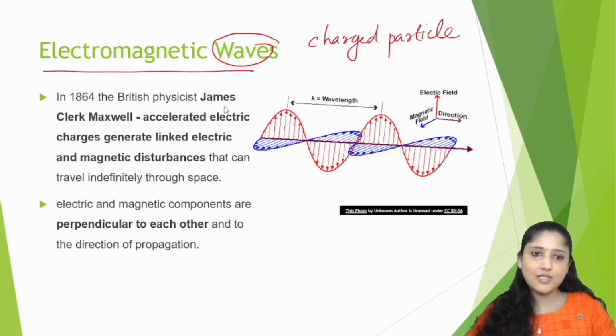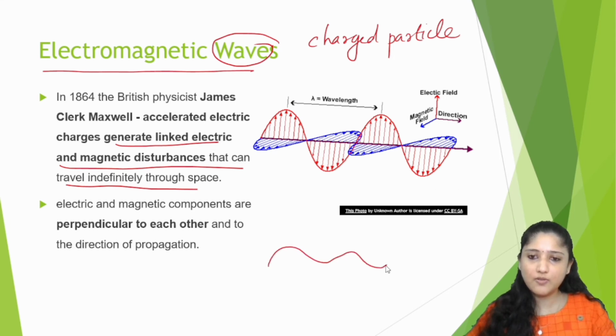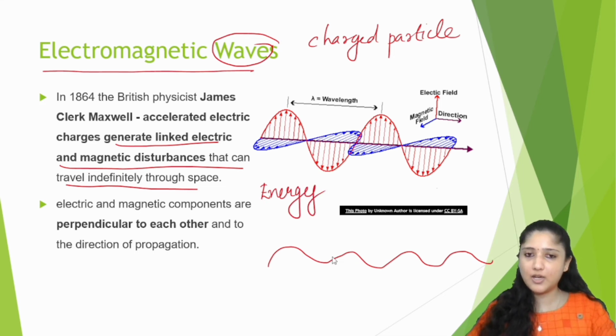The scientist James Clerk Maxwell told that accelerated electric charges generate linked electric and magnetic disturbances that can travel indefinitely through space. This is the representation of a wave, isn't it? We can represent a wave like this. What is a wave? It is a form of energy that we already know. This is how a wave transmits.